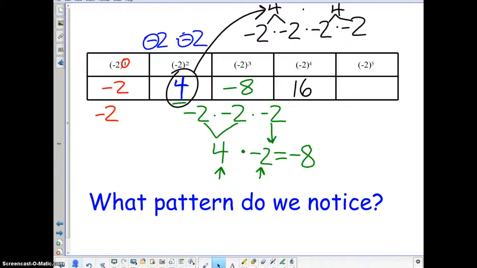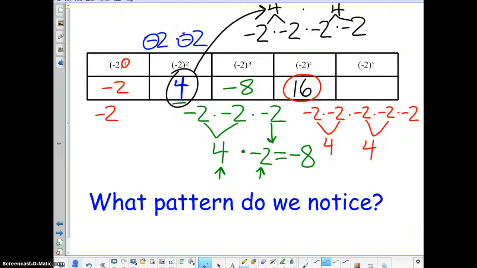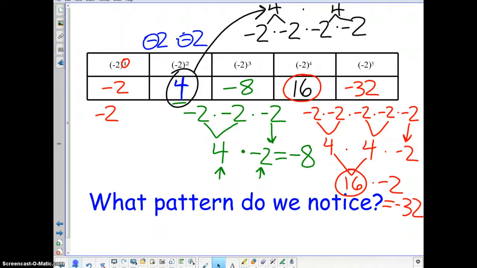And then the last one, we were multiplying 5 negative 2's together. So I'll just write it real quick. Five negative 2's together. So basically what we're going to be doing is multiplying our 16 by another negative 2. This 4 times 4 gives us 16. That's where we get our previous box. Well, positive 16 times a negative 2 will give us a negative 32. Negative 32.